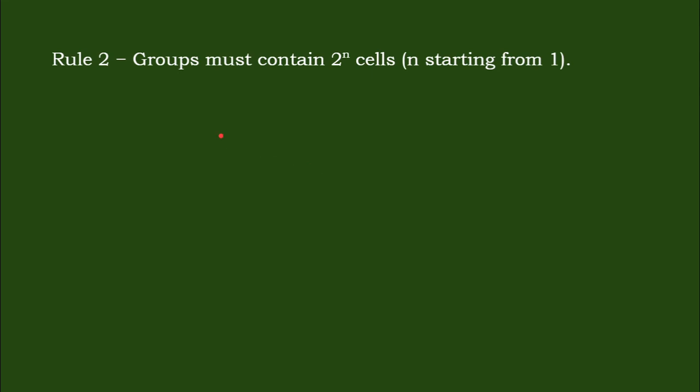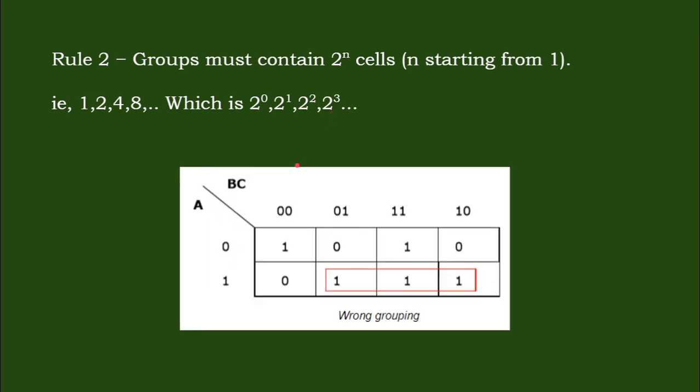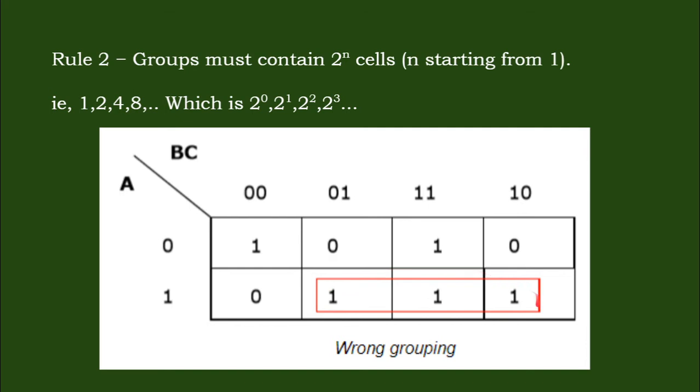Rule 2 says groups must contain 2 power n cells, that is 1, 2, 4, 8, etc., which is 2 power 0, 2 power 1, 2 power 2, 2 power 3, etc. So here, this group having 3 ones is not in 1, 2, 4 or 8. That means it is not in the powers of 2. So we cannot combine 3 ones to form a group. We can form a group as a single one, 2 ones, 4 ones or 8 ones.